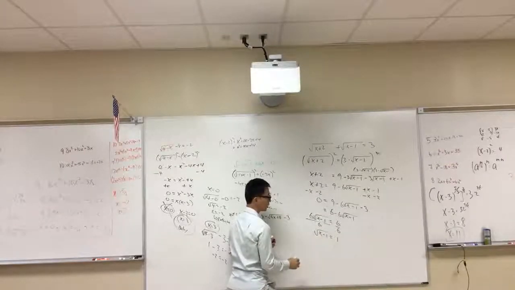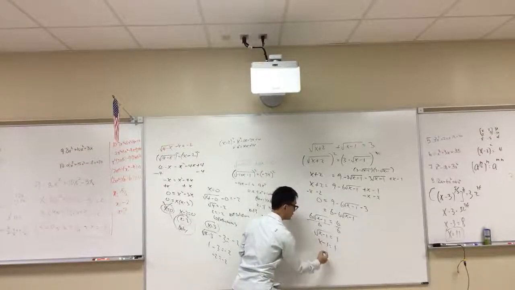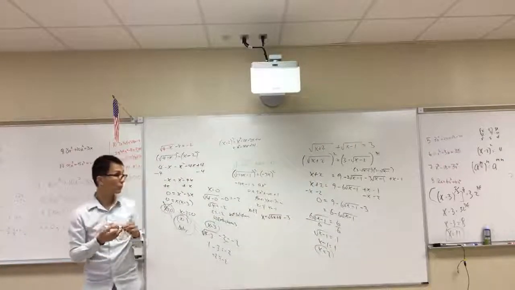And I'm going to square both sides again. x minus 1 is equal to 1, so x is equal to 2. How do you get x equal to 2? So it is here.